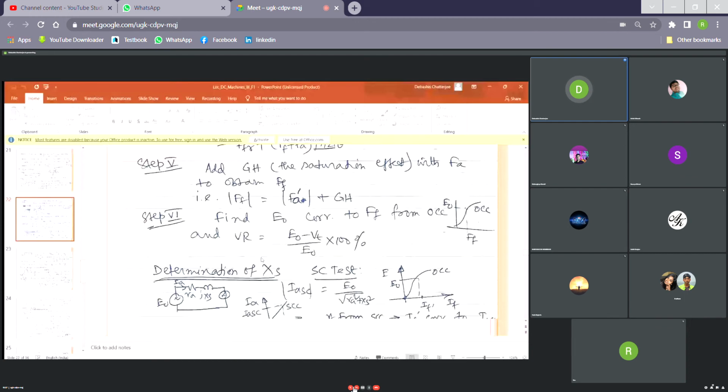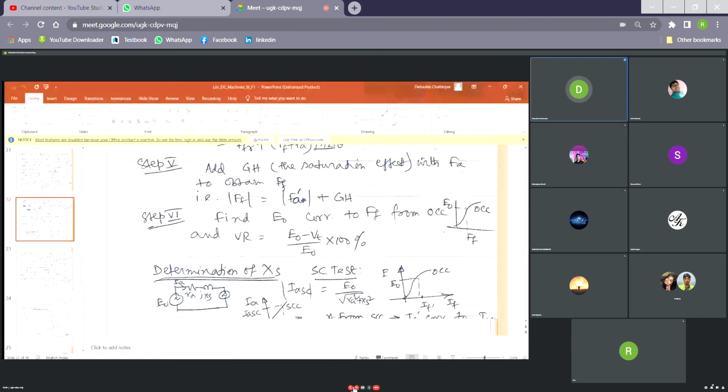For smaller machines, the multiplication factor is lower. For larger machines, the multiplication factor will be higher, because bigger machines have larger diameter conductors. So that's all. Now, XS determination, the synchronous reactance.